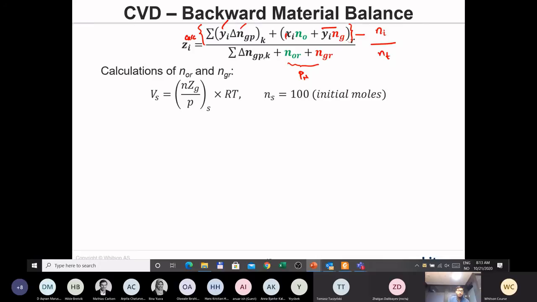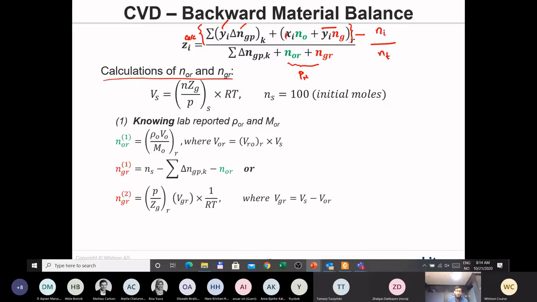That's being shown here. How do we calculate these two values, NOR and NGR? So we know that the volume at the saturation pressure, the initial volume in the PVT cell, you can simply calculate from PV equals nZRT. So we know the gas Z factor of the dew point gas. We know the total moles, which we generally assume to be 100 moles to start with, and we have the dew point pressure and also the temperature. So we can calculate what the volume of the PVT cell should be at the saturation pressure.